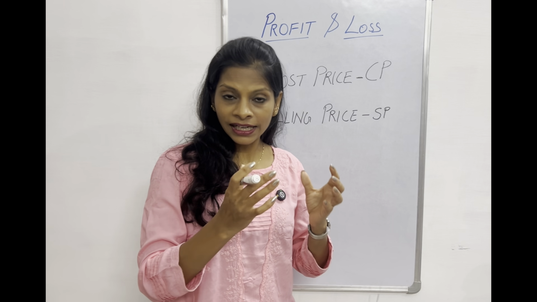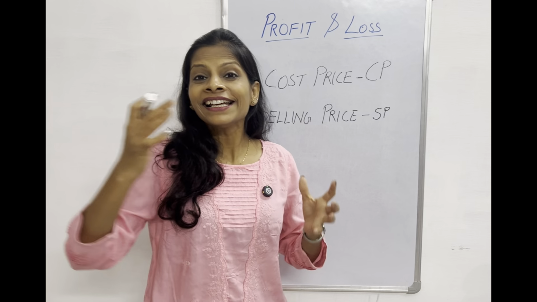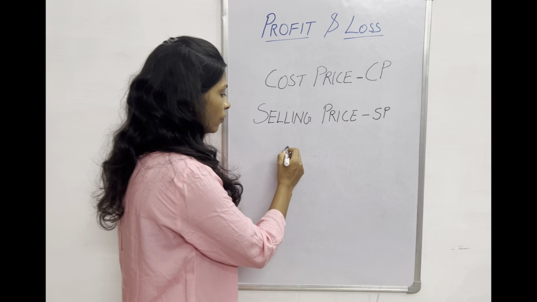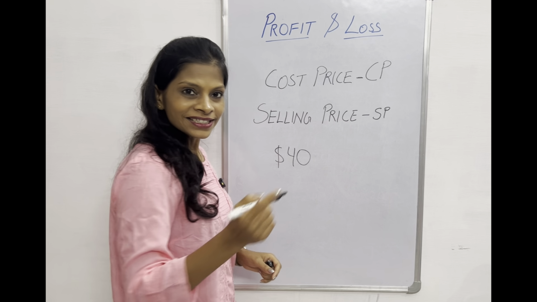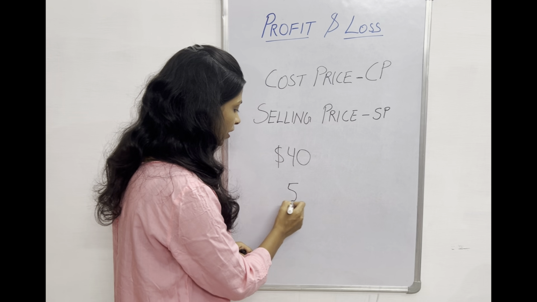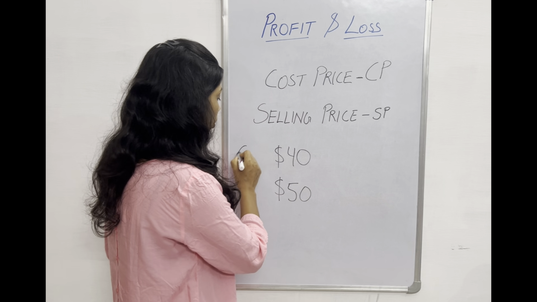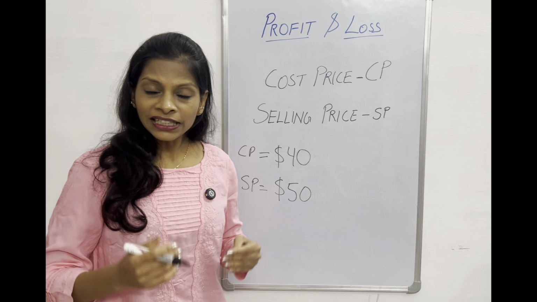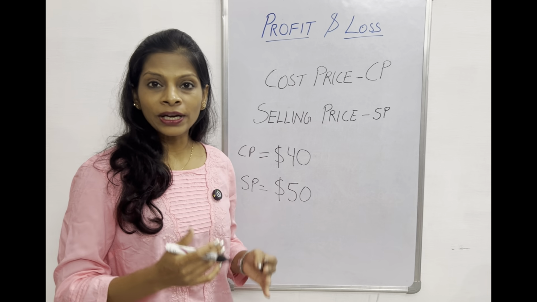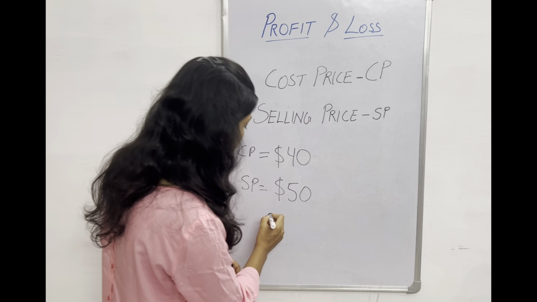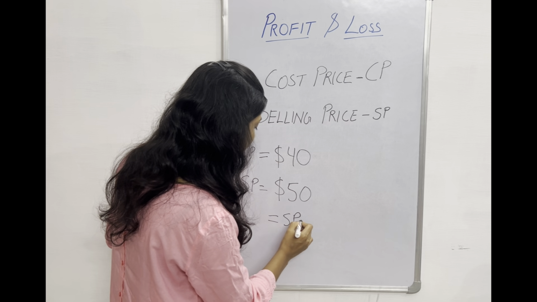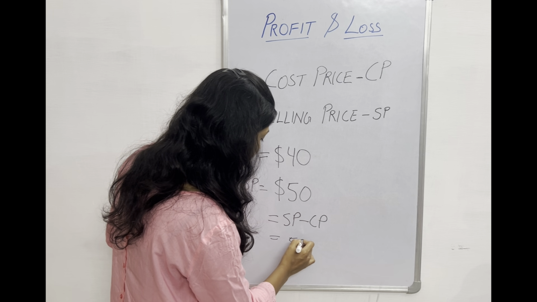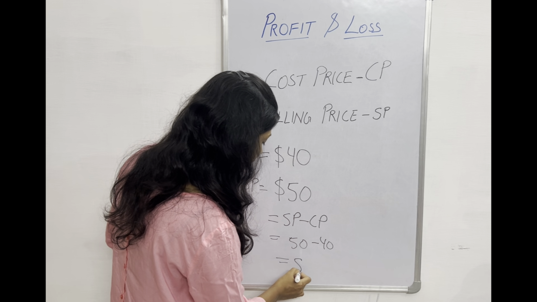So when a person buys at a lower price and sells at a higher price, then he gets a profit out of it. Let's say I go and buy a football for $40. Once I have bought, I sell the same football for $50. Now here my cost price is 40 and selling price is 50, and since the selling price is higher than the cost price, I was in a profit. And how much was the profit? The difference between the selling price and the cost price is my profit. So the profit here is 50 minus 40, which is $10.